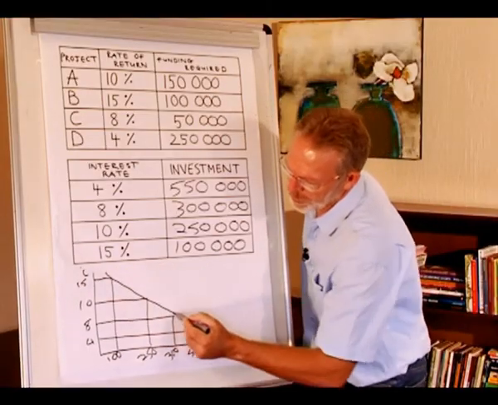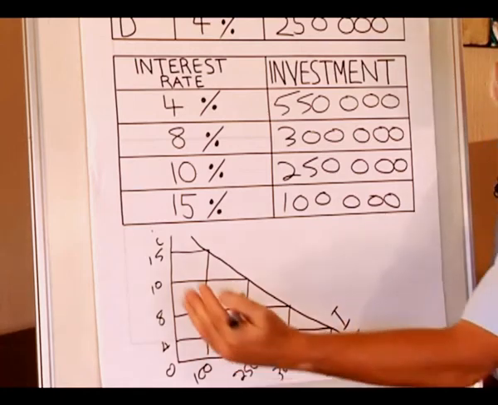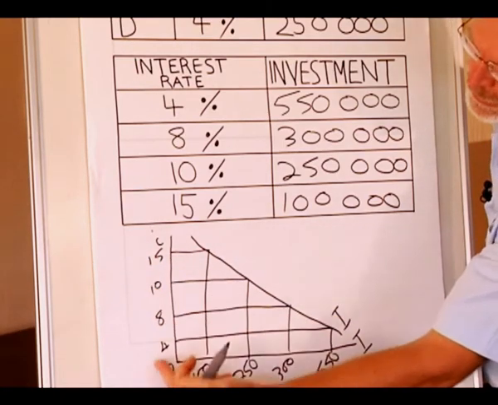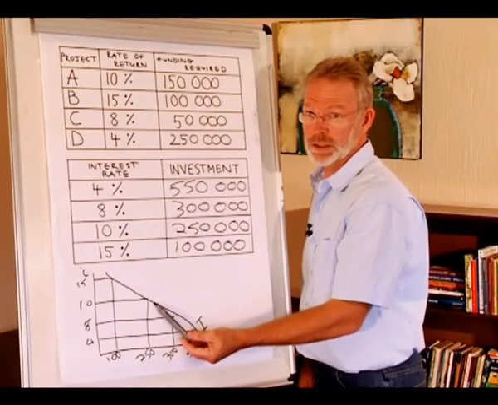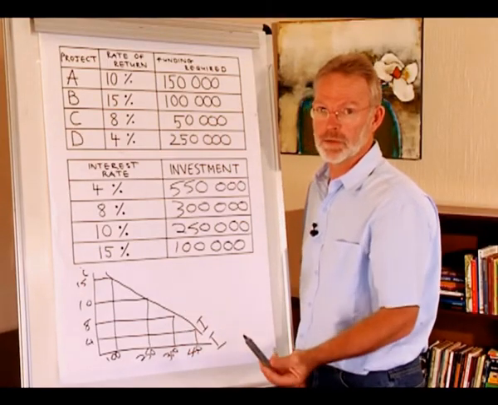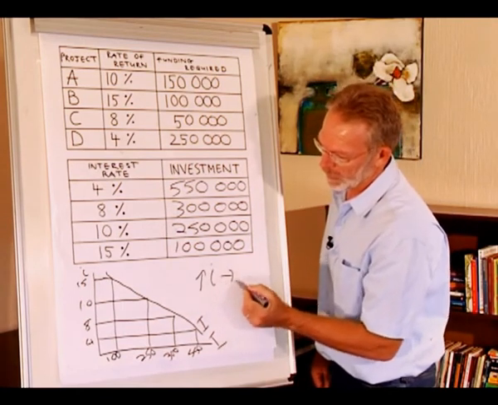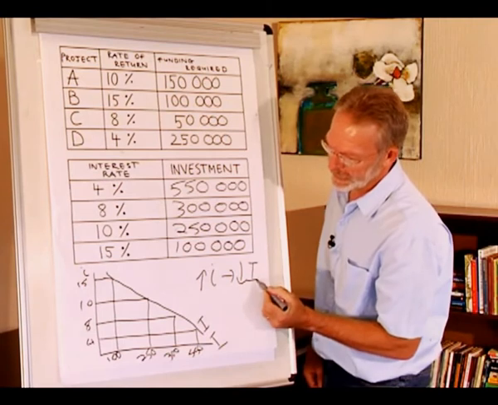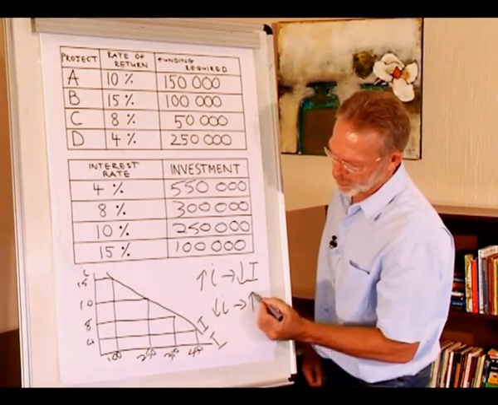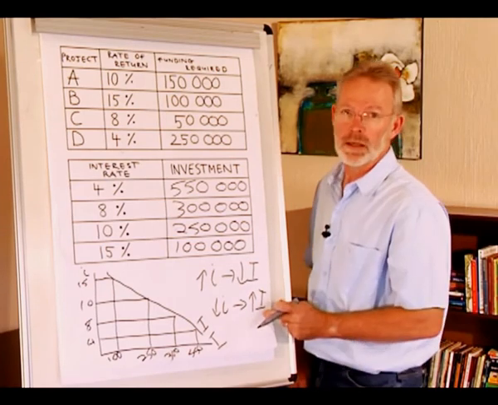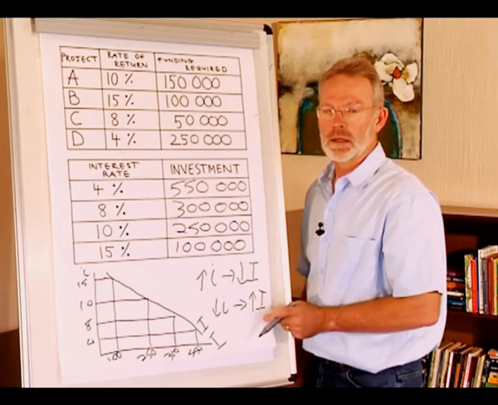If we link these points, we have the investment function. It shows the inverse relationship between interest rate and investment. Inverse relationship? Yes, that's a negative relationship. In other words, if the interest rate goes up, investment will decrease, and if interest rate goes down, investment will increase. This is one of the more important relationships in economics.